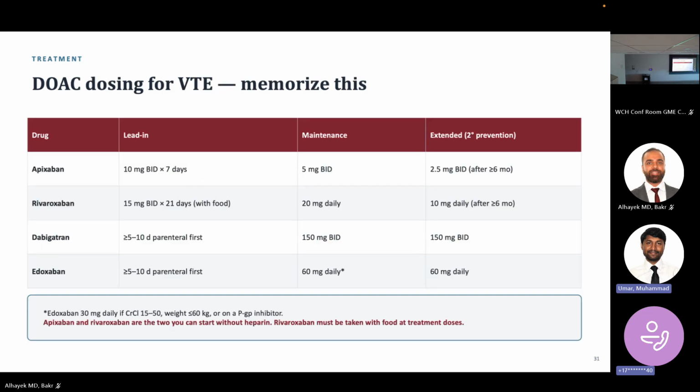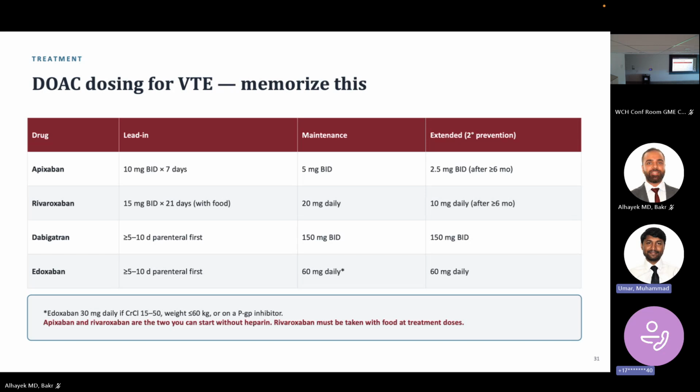All right, so the DOACs, you know Eliquis. This is the most famous medication. This is the most heavily studied medication for anticoagulation, and you have the Xarelto, which is the rivaroxaban. And then you have the other two, which is the dabigatran and the edoxaban.